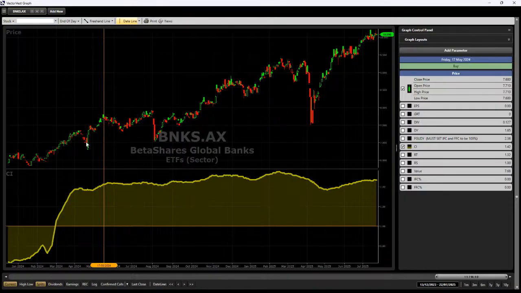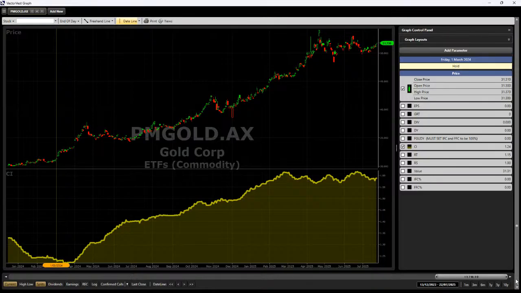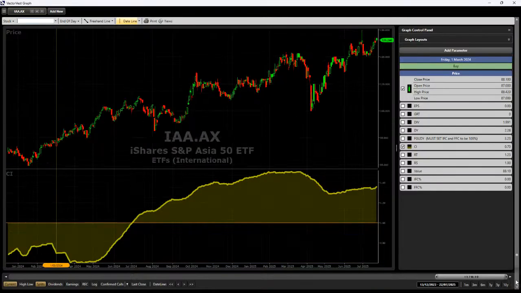This one does the banks. All right, so here, look at that. CI breaks above 1 here. A little bit of volatility there, which might put a few off, but it's certainly been holding steady. Look at that. There's another gold one. Looks like gold's really performing. Another gold one. And here's one tracking, I think, the top 50 Asia stocks. It looks like here I'd need to drill in: S&P Asia 50 ETF index.